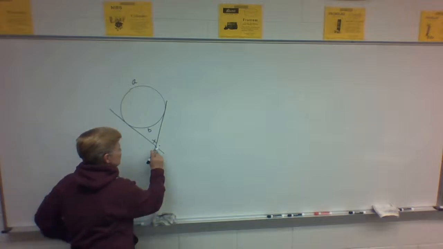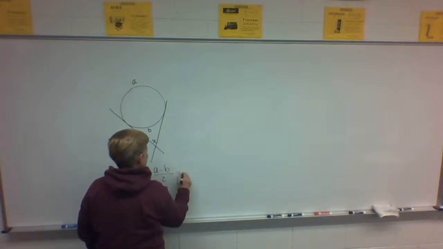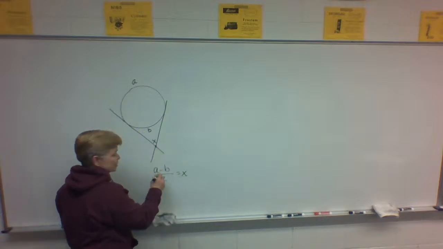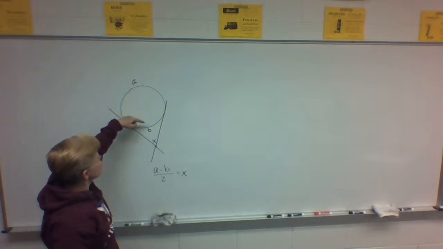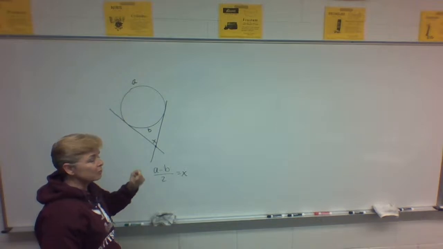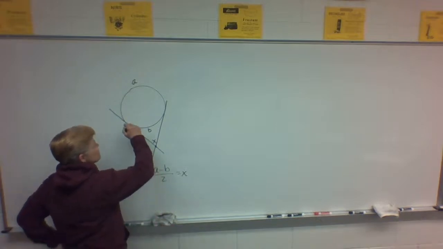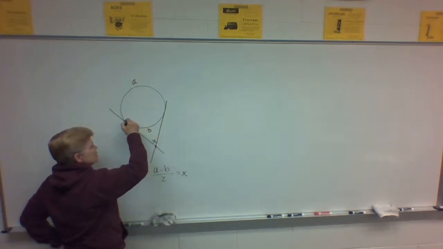So it is still true, and I'm going to go ahead and write it right here. It's still true that A minus B divided by 2 is equal to X. When the cross point's on the outside, that's what happens. But here's the thing. I don't really have to know what A and B are to find X. As a matter of fact, there's three things here. I really only need to know one, because in this instance, A and B make up the whole circle.